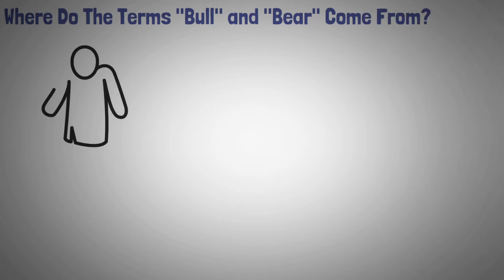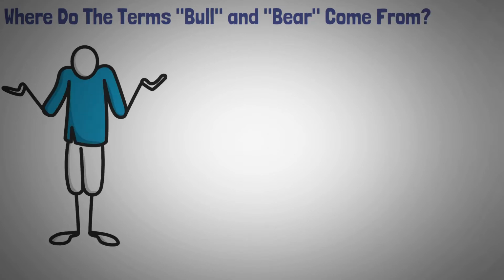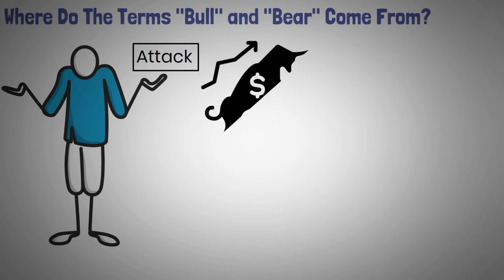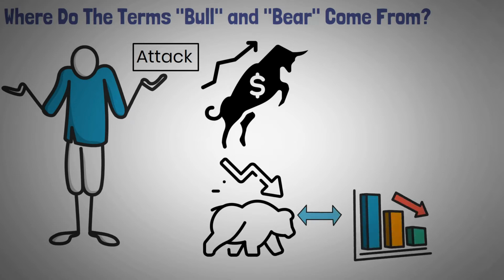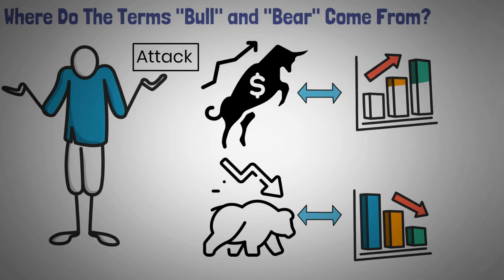There is no sound logic behind both terms. However, most experts believe that the terms were named after how these animals attack. As bulls thrust their horns upward, the bull market signifies the economy's growth, and the market is on the rise. Similarly, bears swipe downwards with their claws, so the bear market represents a receding economy. In short, a bull market shows a sustained increase in prices, while the bear market displays otherwise.